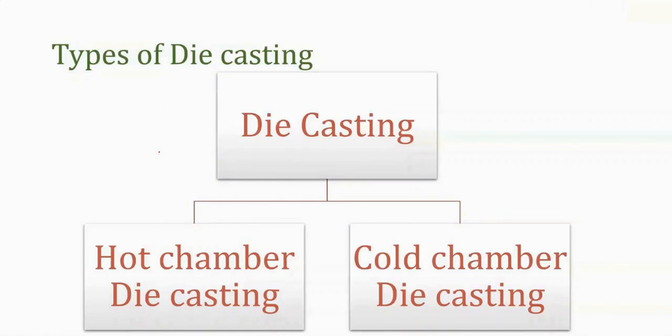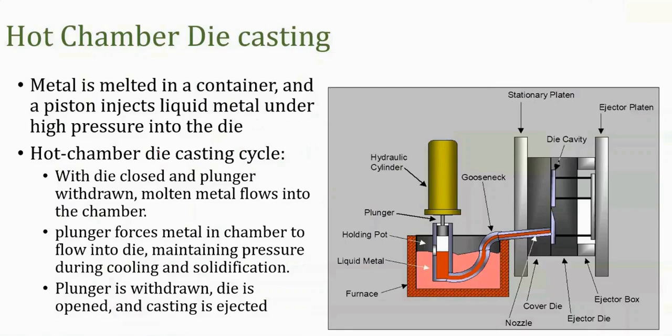This also has two types. One is hot chamber die casting, and another one is cold chamber die casting. We can see the details about these two casting processes. Coming to the hot chamber die casting process, this is the arrangement of a hot chamber die casting.